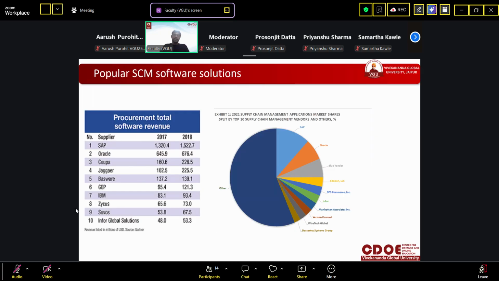In this part, there are different suppliers out there like SAP, Oracle, Coupa, Jaggaer, Basware, GEP, IBM. So these are the list of 2018-17. There is a graph also in that part, and it gives how much percentage each is part of these processes. Others are there, these are the major ones. There are small suppliers, small software.